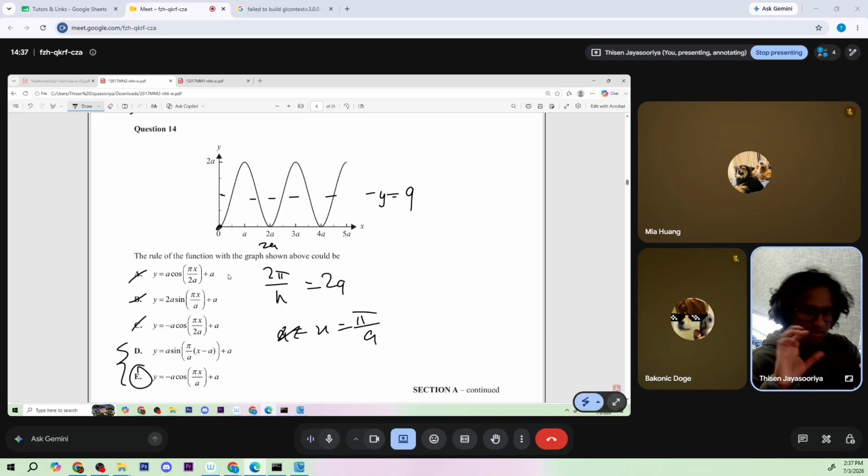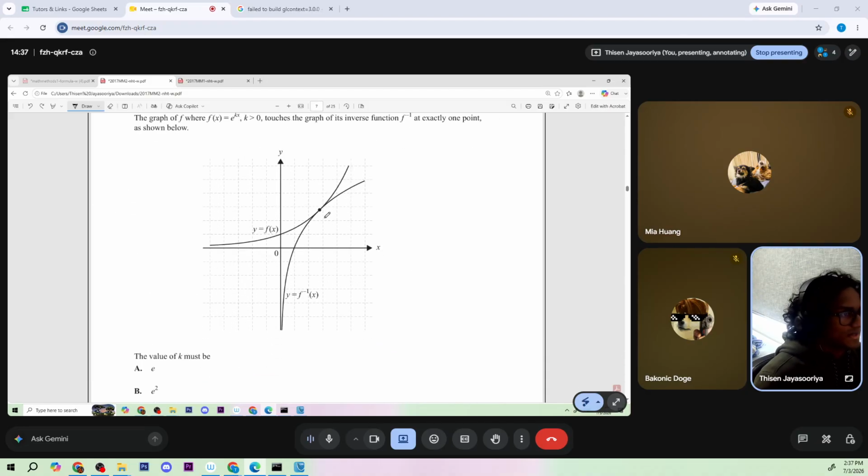This one, D, is a little bit more complicated, right? Because of this translation by a units, yeah? So here, if I think of a sine function, the sine function will look something like this. If I translate this a units forward, I will actually start off here and then go down, yeah? Which is not what we want, yeah? So it has to be answer option E.